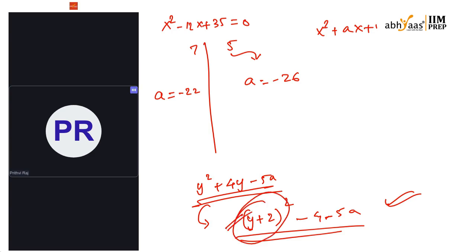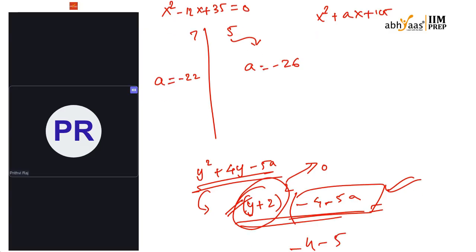Why have I written it like this? Because (y + 2)², what is the minimum value it can take? It can take only 0, because squares cannot go below 0. So for that to happen, y has to be equal to −2, which leaves −4 − 5a as the only thing. To make this minimal, a has to be the maximum.